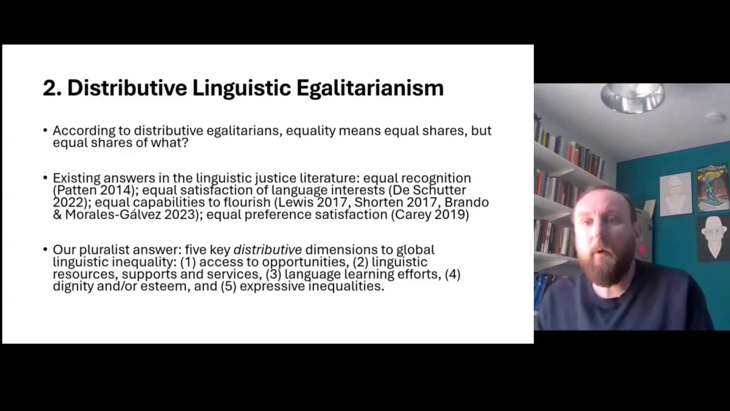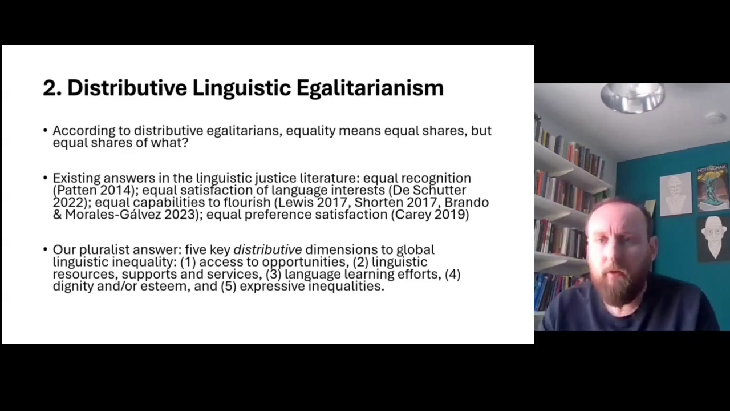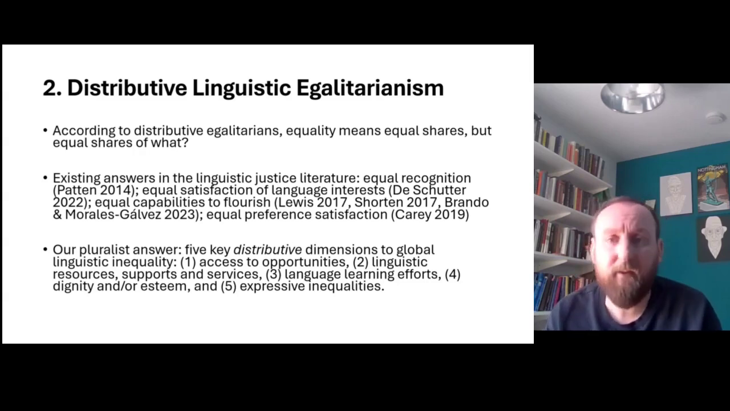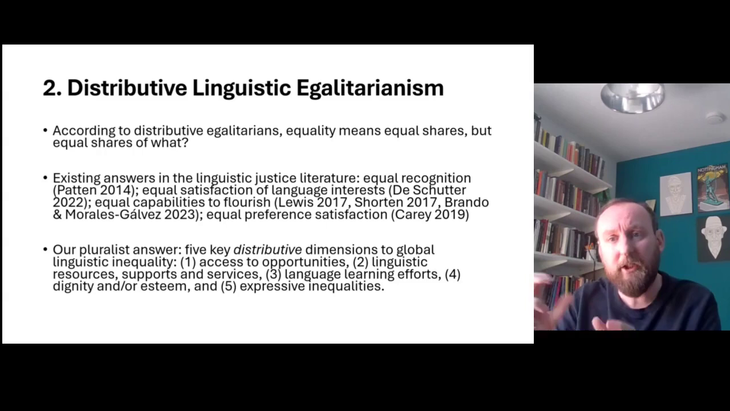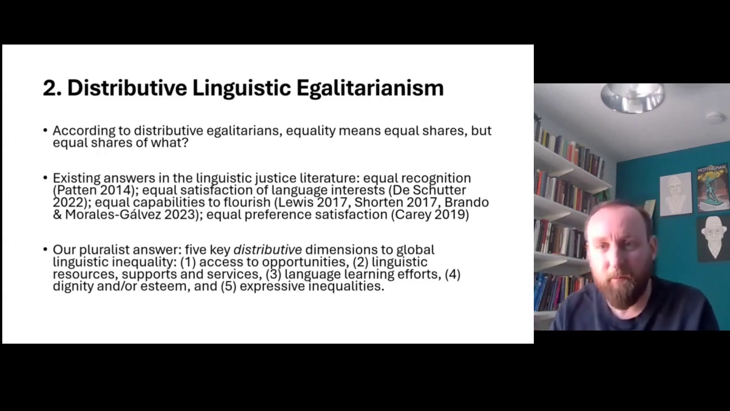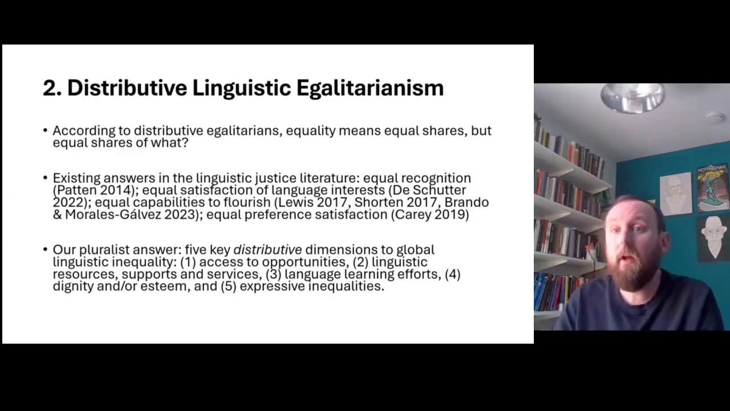Anyway, what we're trying to do is use contemporary egalitarian political theory to help us to distinguish amongst the different dimensions of global linguistic inequality. So in order to explain the logic of that, I need to take a step back so as to fill you in on the kinds of theories that we're drawing upon.